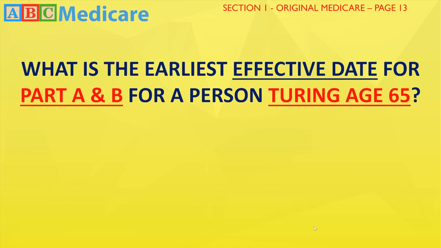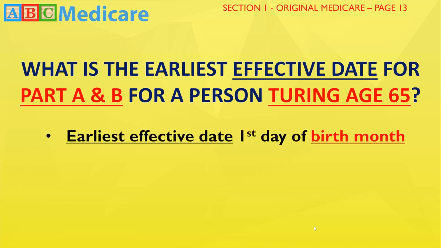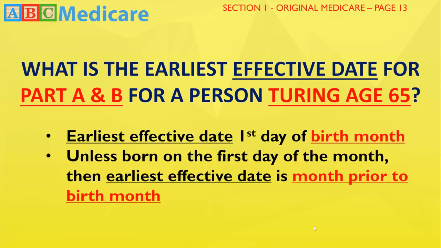So what is the earliest effective date for a Part A and B for a person turning age 65? It's generally going to be the first day of their birth month. Part A and Part B effective dates are always the first day of the month. However, if somebody is born on the first day of the month, then their Medicare can actually start the month prior to their birth month.